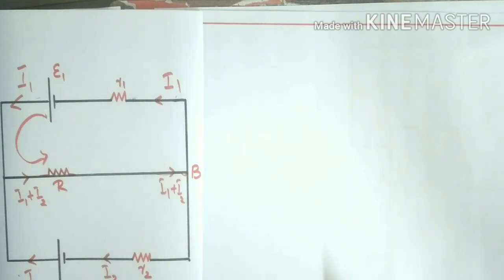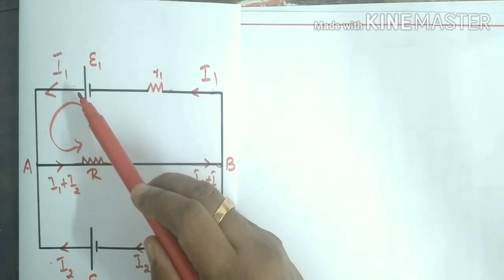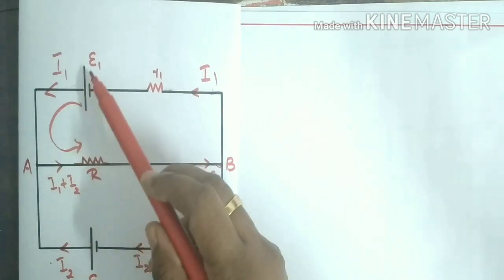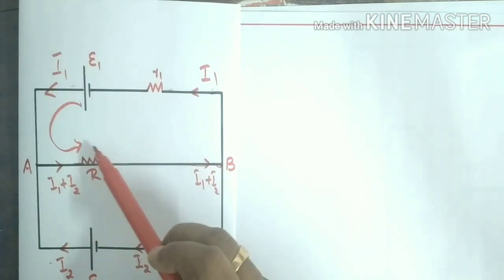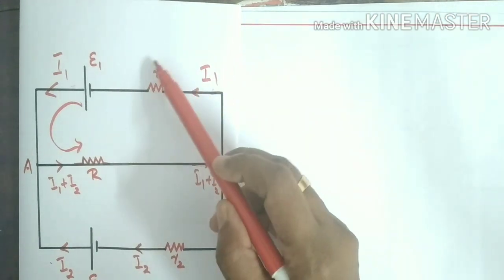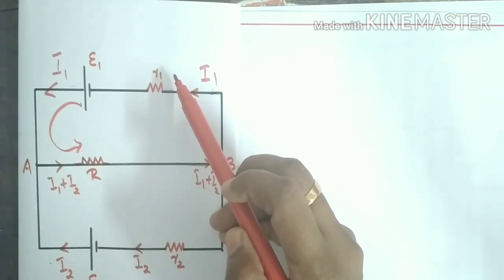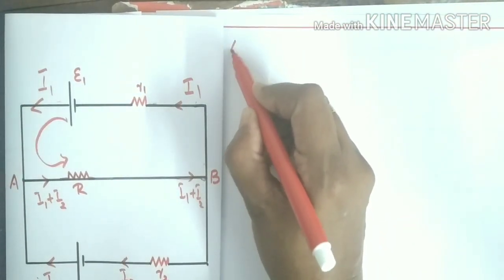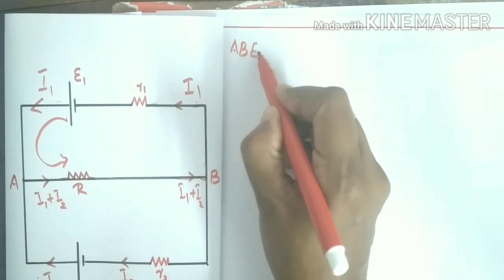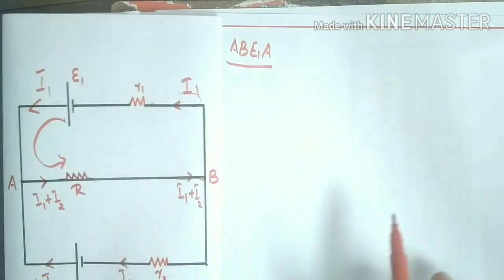So how will you apply the loop rule? The total voltage in a closed loop is equal to 0. That is called the loop rule. Here, how many voltages are there? This is the voltage across the cell, that is the EMF E1. Next, the voltage across the resistance, and next, the voltage across this R1. So three voltages are here, and the algebraic sum of the voltages is equal to 0 according to the loop rule. Now we apply the loop rule to the loop A, B, E1, A.